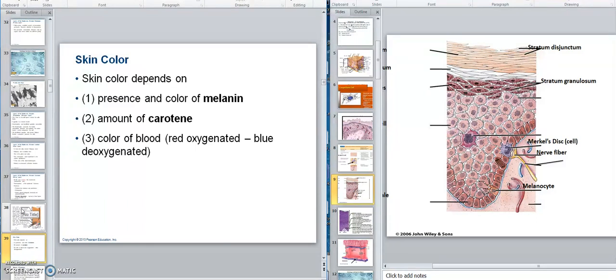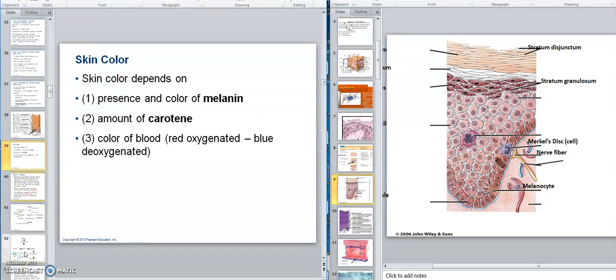Now we're coming into melanin. We want to now talk about skin coloration. I'm actually going to start a new video and start here to talk about skin coloration. And so this is going to be a new video.